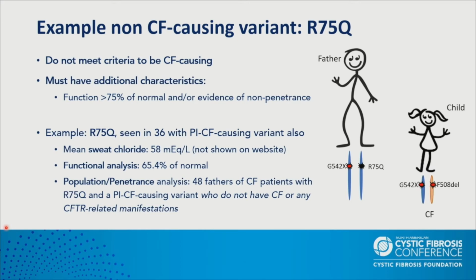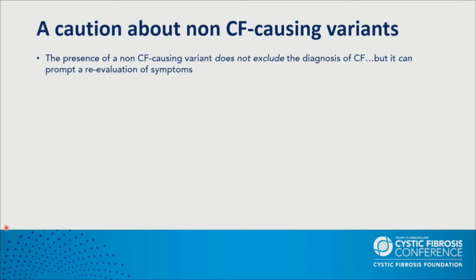Now, she doesn't have R75Q, so we know that it's on the other CFTR gene in her dad, and we also know that he's healthy, he's fertile, he's got vas deferens, he has no CFTR-related symptoms. Now, we know G542X very clearly causes CF, so the conclusion is that R75Q in this person is non-penetrant. It means he does not have CF, it doesn't cause CF in him. And so these are the types of data that we consider when we call something non-CF causing. Quick caution about non-CF causing variants. They, of course, exist in people with CF. They just aren't the cause of CF in that person.